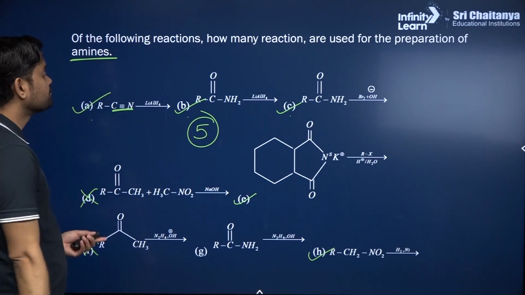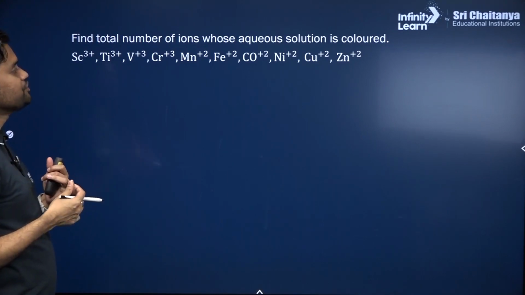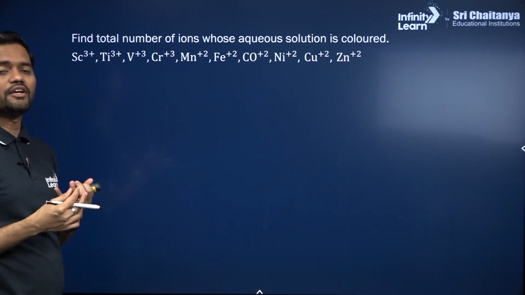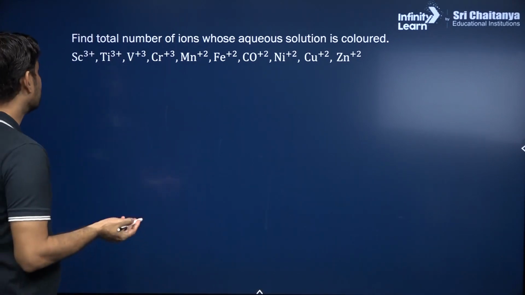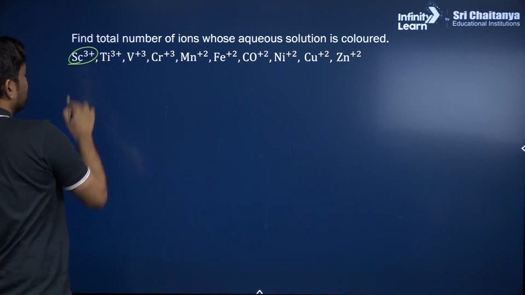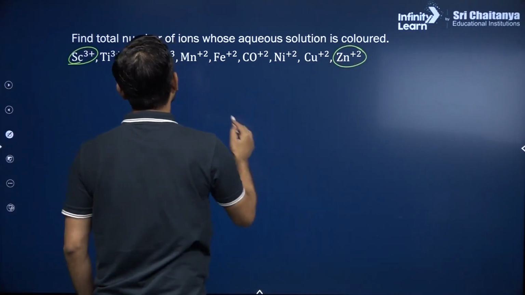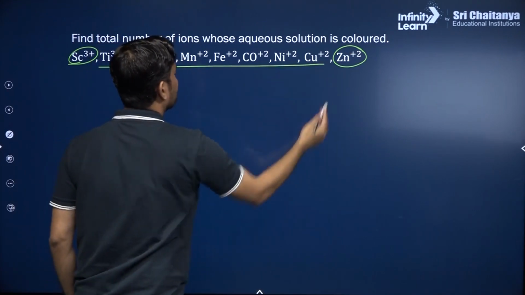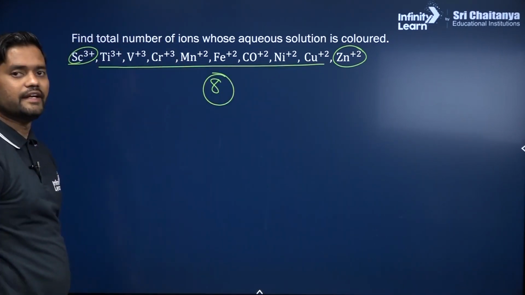Clear? Next, find the total number of ions whose aqueous solution is colored. So if there is an unpaired electron, the aqueous solution will be colored. If there is no unpaired electron, it will not be colored. So +3, unpaired electrons are 0. Zinc, unpaired electrons are 0. Rest all have unpaired electrons. So the answer will be what? 8.